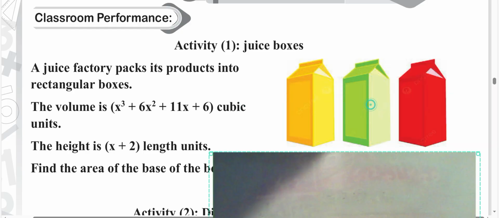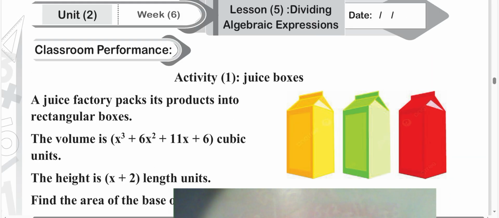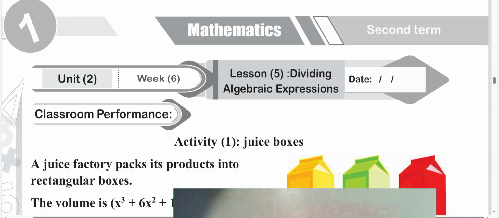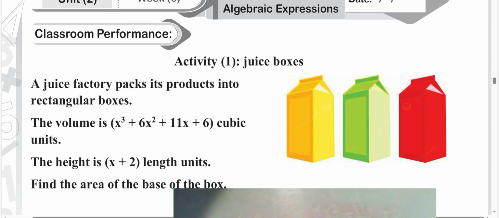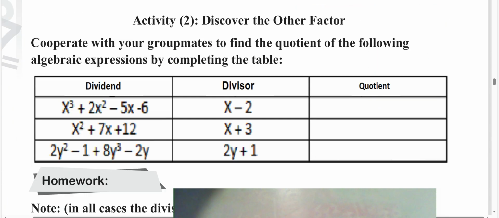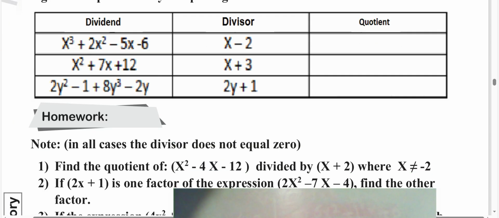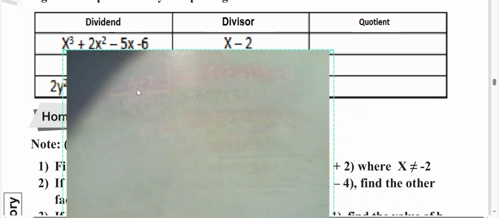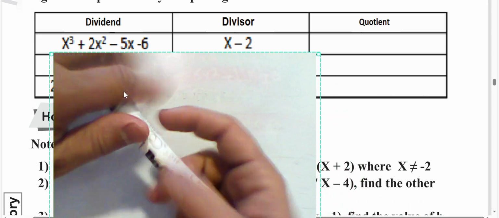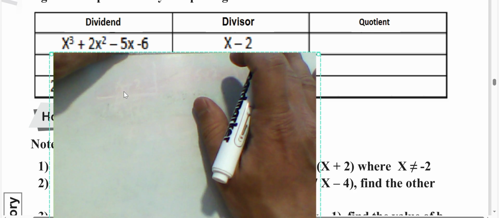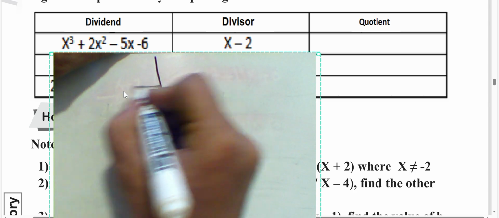Next question is activity number 1 for week number 6. Okay, activity number 2, we have here dividend and divisor, and you want to find the quotient. I will solve the first question here. To find the quotient, use long division, standard algorithm like this.